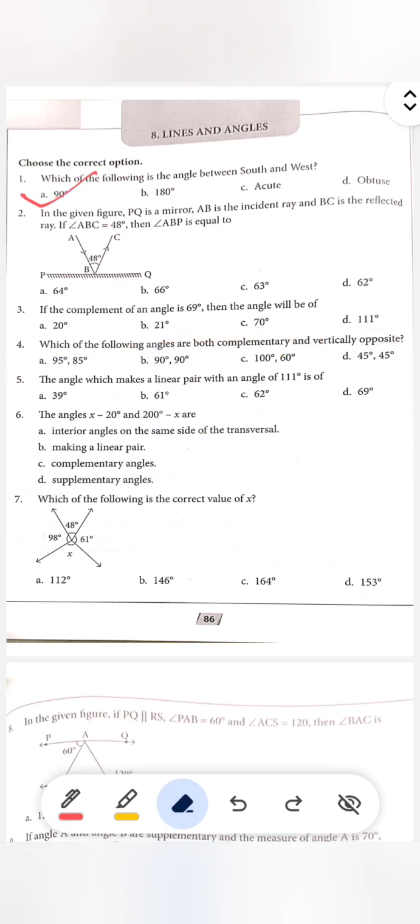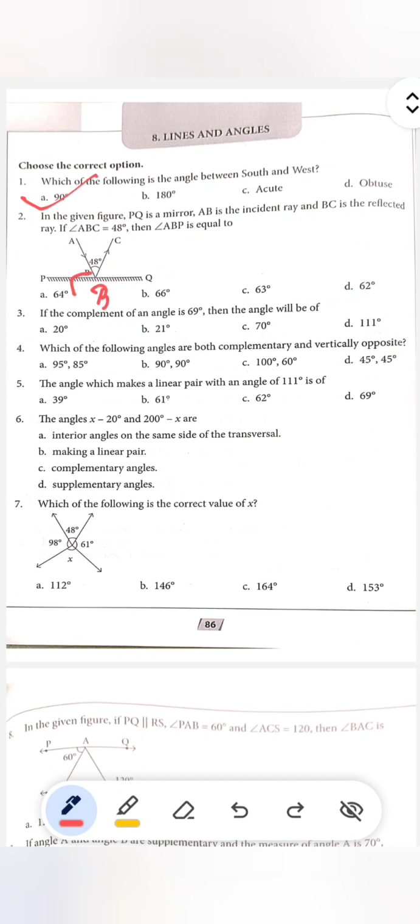Now come to the next part. In the given figure, PQ is a mirror, AB is the incident ray, and BC is the reflected ray. If angle ABC is equal to 48 degree, then angle ABP is what? Okay, so this is a science related question. Let me explain it first. So there is a normal drawn, which is the imaginary line, and the angle of incidence, that is this I, is always equal to the angle of reflection. That is the law of reflection.